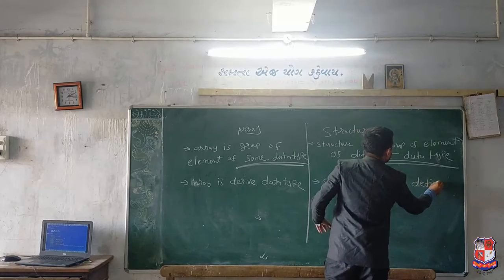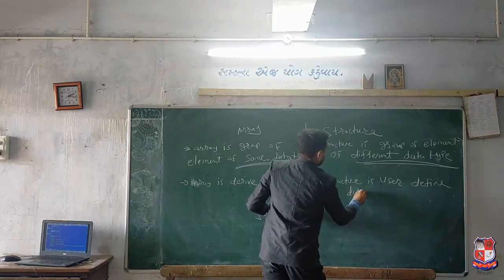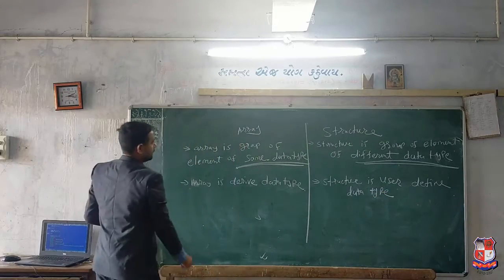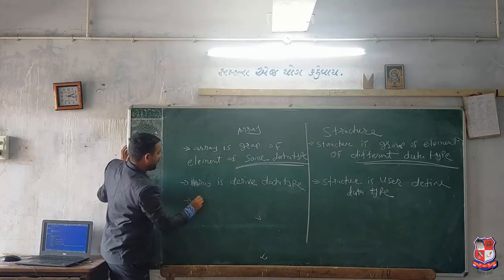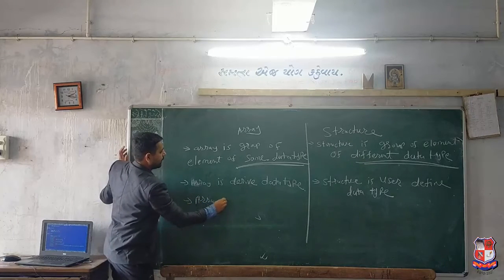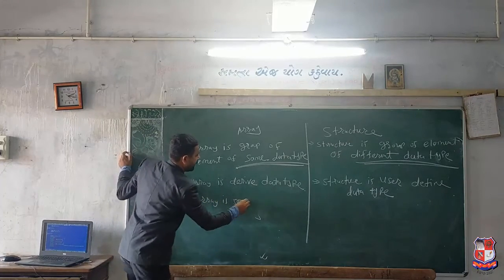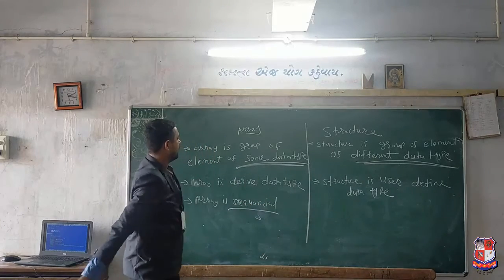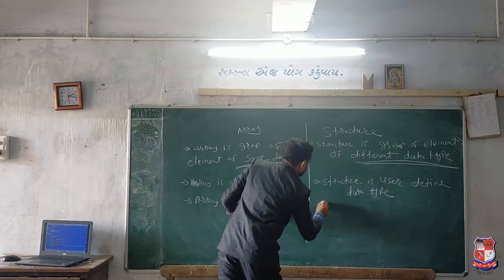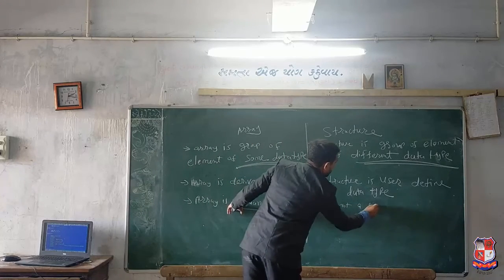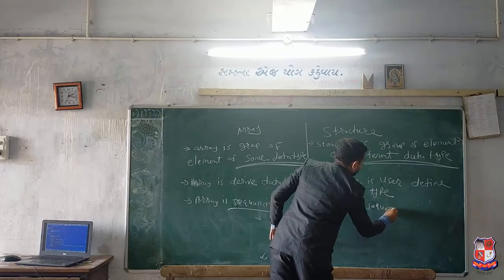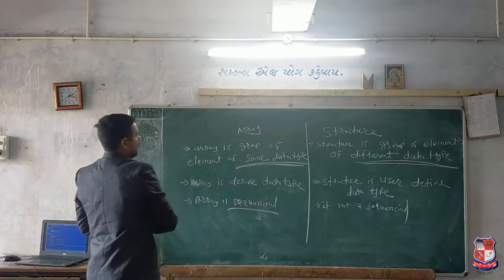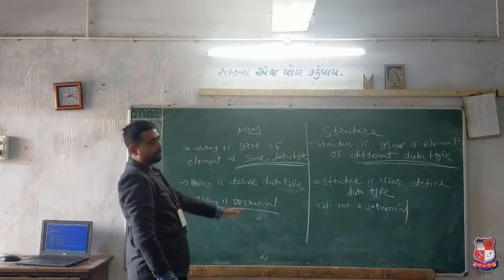Array is sequential. Structure is not a sequence. That is the major difference between array and structure.